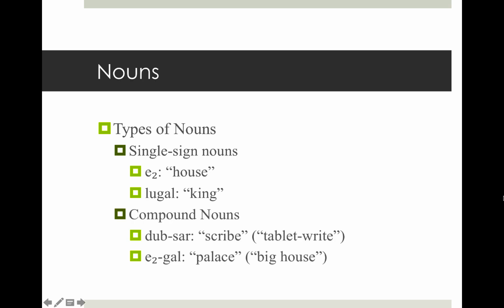You also have compound nouns. So a dub sar is a scribe. Dub is a tablet, and sar means to write. So a tablet writer, that's a scribe. E2 gal is a palace. It's a big house, right? Go figure. So those are compound nouns. What I mean by that is you can see there are two signs that go with it. Compound nouns. So single and compound. Anyway.